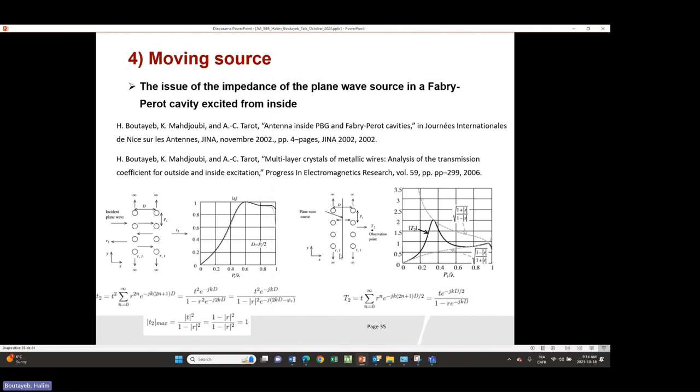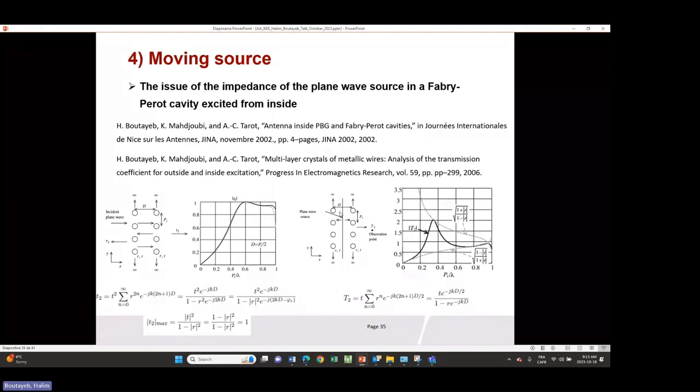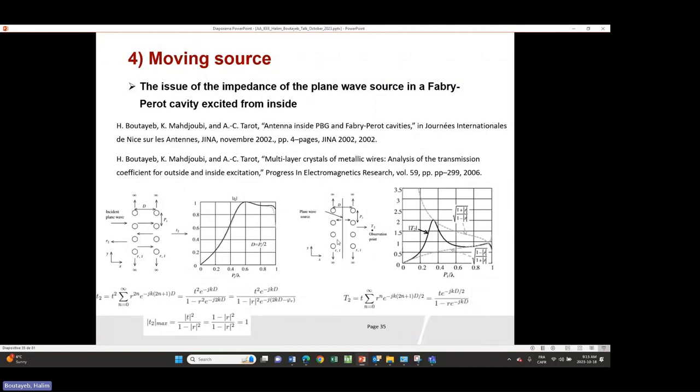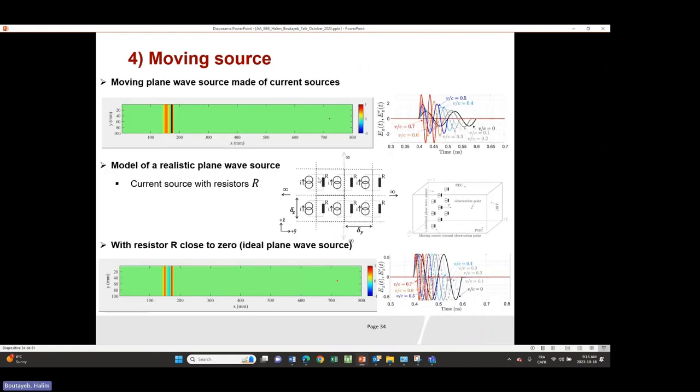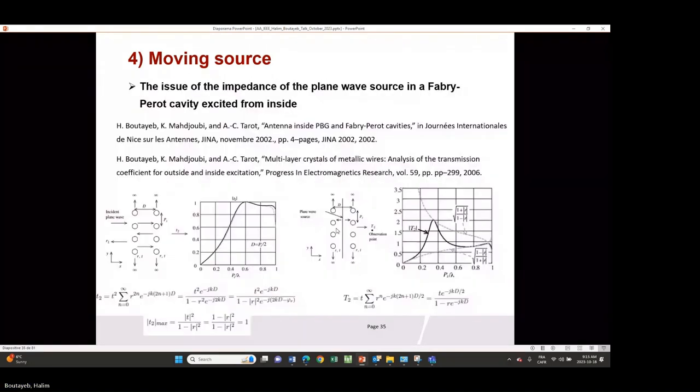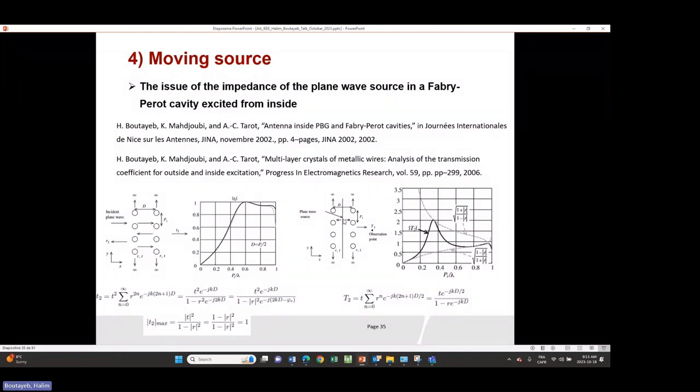Now, if you put the plane wave source inside, you use exactly the same method, but the formula will change because you are sending the wave from inside. You get another formula, and now if you look at the amplitude, the maximum is not one. It can even be infinite. It's more than one. Why is it like this? It's because this plane wave source is not interacting with the waves. This is like the plane wave source without resistor that we used before. That kind of plane wave source is non-ideal. It's not matched to free space, and that's why we can increase the power by using the cavity.